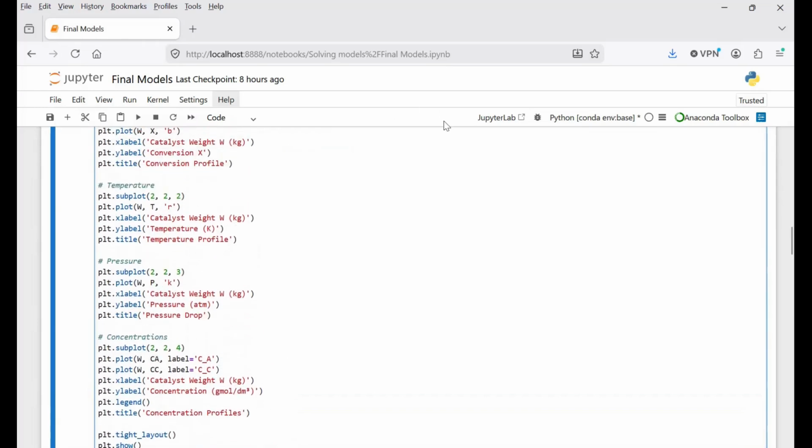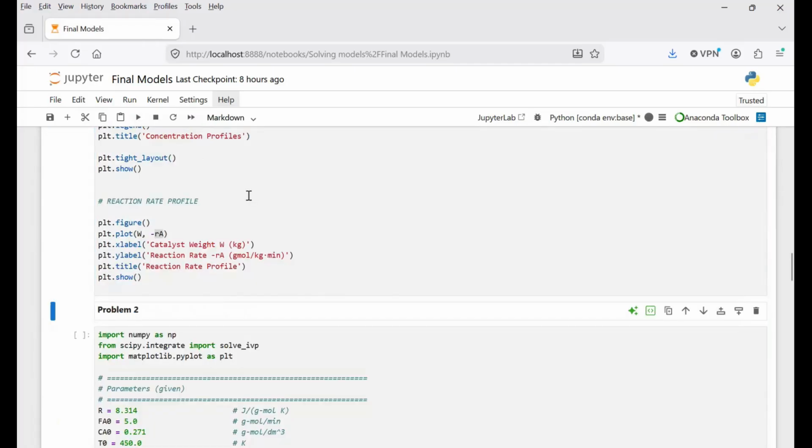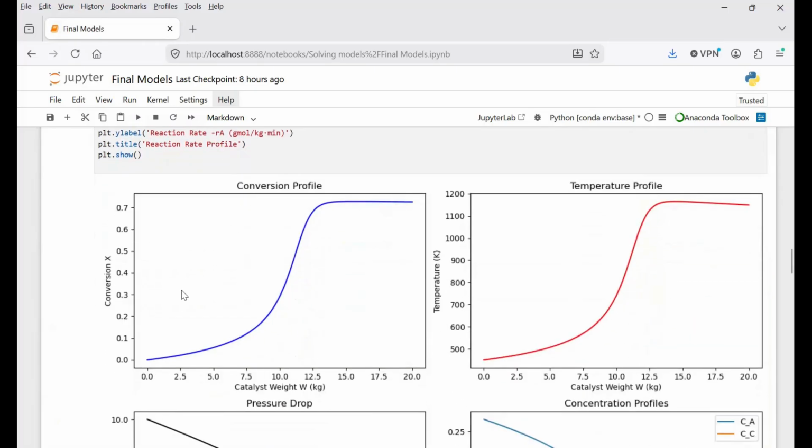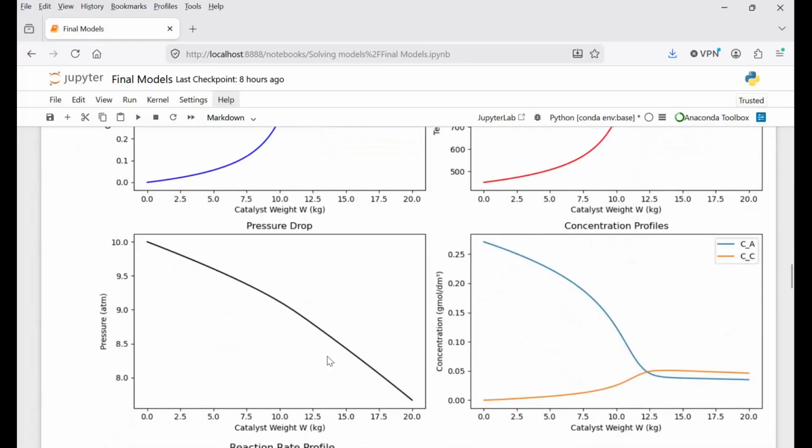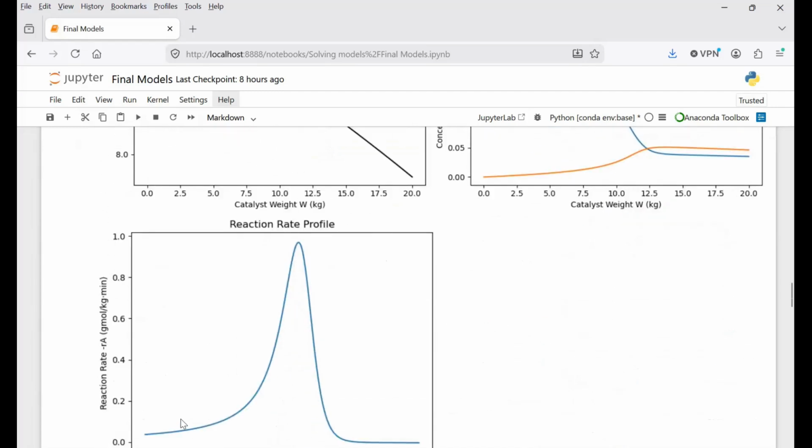So when you run it, what do we get? You run it, then we get profiles of those variables. You can see how the conversion varies with respect to the catalyst weight, the temperature, the pressure, the pressure drop basically. This is defined as pressure drop in the model. And then you have the concentration of the reactants going down and the concentration of the products going up, and it plateaus at some point. Okay. Then you have the reaction rate, it goes up and then it peaks and then comes down.